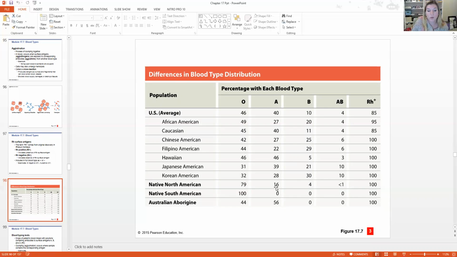People of Native North American heritage tend to have the A antigen. People of South American heritage do not. It says here in the chart, 100% of South American natives have O blood. And the same thing with Rh: it is much more common to be Rh positive than to be Rh negative or to have a negative blood type.